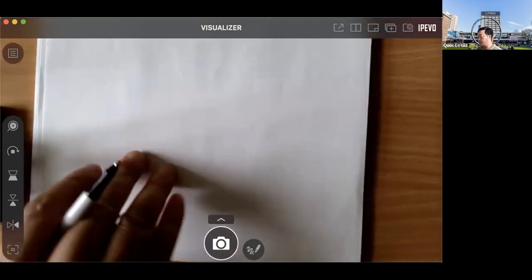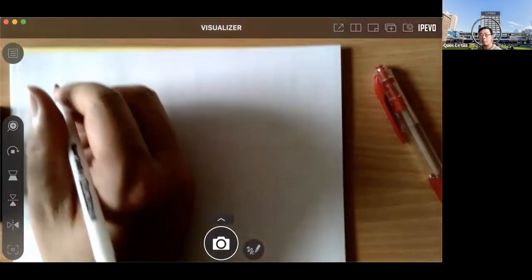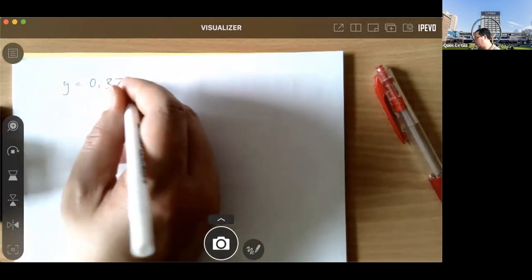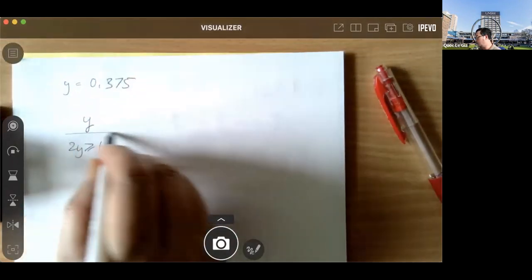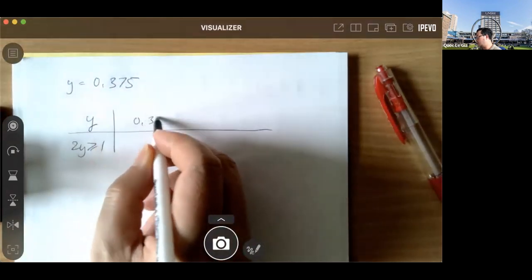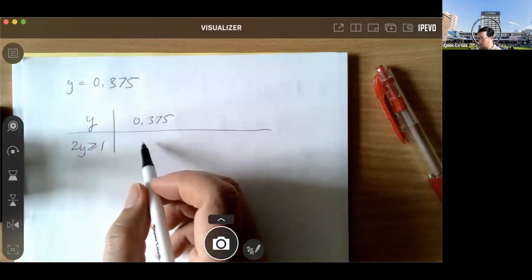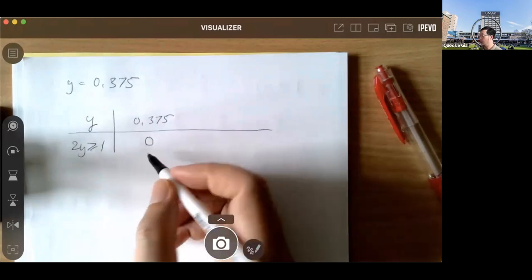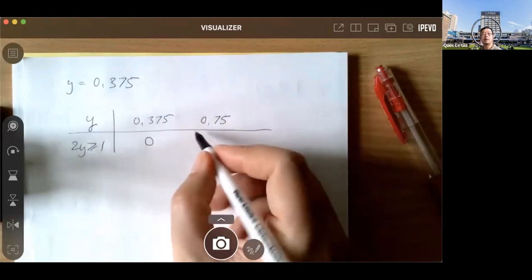Maybe let me take a similar example to see whether this is correct. Suppose you want to find the binary representation of 0.375. So you write y here, 2y greater or equal 1. Now 0.375, when you multiply by 2, it is still less than 1, so you write 0 here. So multiply by 2, this one gives you 0.75.